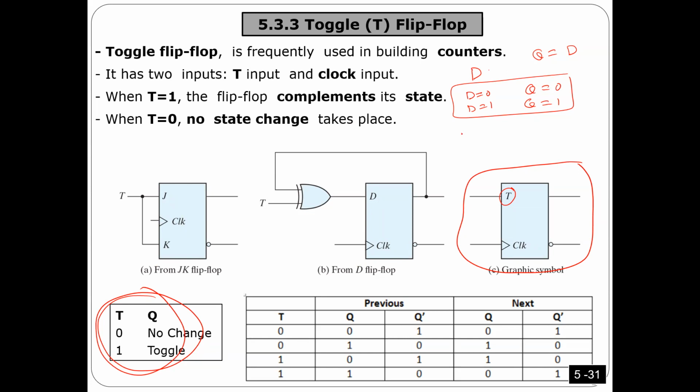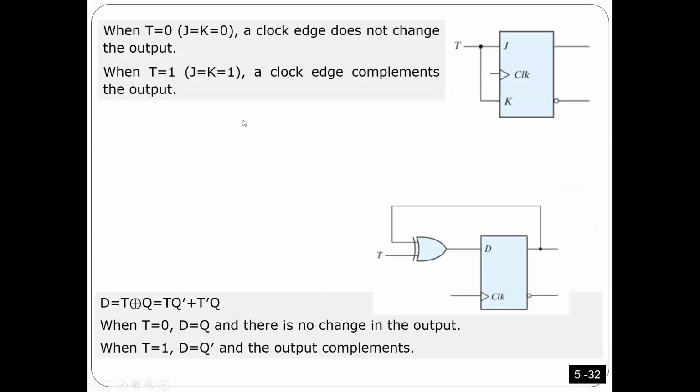So when T equal to 0, that means no change. When T equal to 1, what's going to happen is toggle. So you have two cases, either no change or toggle. This is for T flip-flop. Any questions?